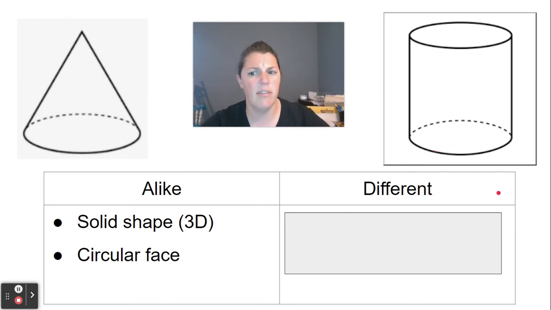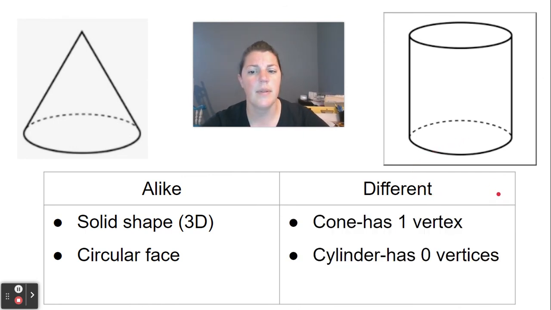So how are they different? Well, when we talked about it, the cone has what? The point. It has one point or vertex. Do you see any of those points or vertices on the cylinder? No, so it has zero vertices. That's a way that these shapes are different.